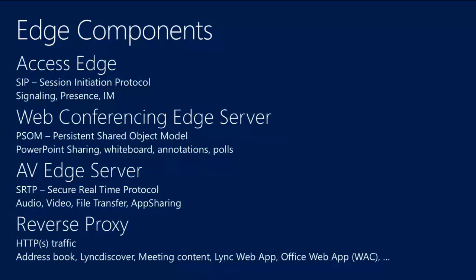So those three run on the same box, same physical system. The last one's the reverse proxy. And this one's kind of the annoying one at this point, because effectively the job of the reverse proxy is proxying web traffic, specifically HTTPS traffic. That's what we use for address book sync, the Lync Discover service, meeting content, Lync web app itself, Office Web App Server. All these things come through the reverse proxy.